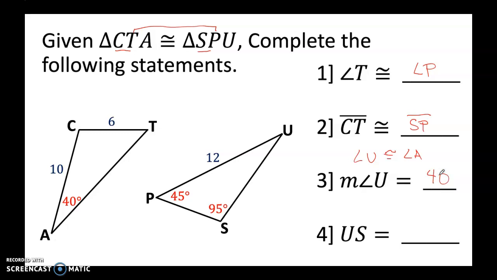Next, let's look for the measure of segment US. So segment US is congruent to segment AC. And what is the measure of segment AC? Based on the given figure, that is 10. Therefore, the measure of US is 10.